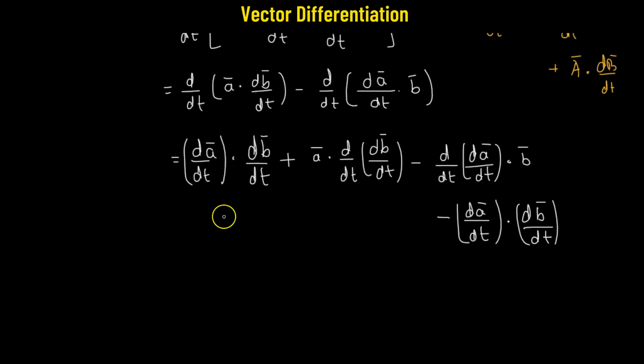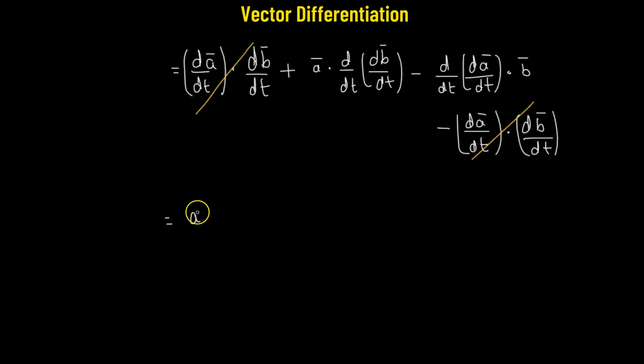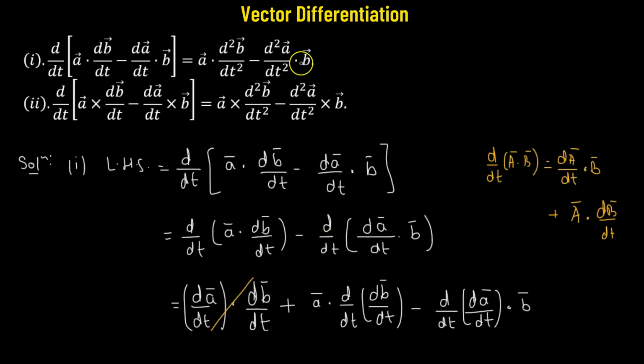Now we will see that the first term and the last term cancel out because they are exactly the same. So we're left with only the second term and the third term. That means we have vector A dotted with the derivative with respect to t of dB over dt, which is the second derivative of vector B with respect to t, minus the second derivative of vector A with respect to t dotted with vector B. So this is what we were asked to prove. That takes care of part 1.